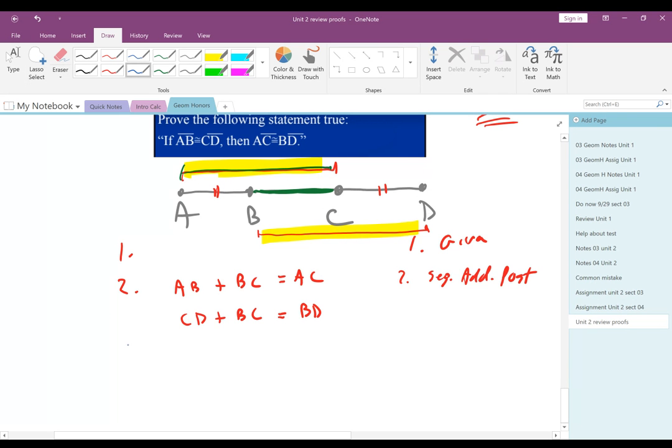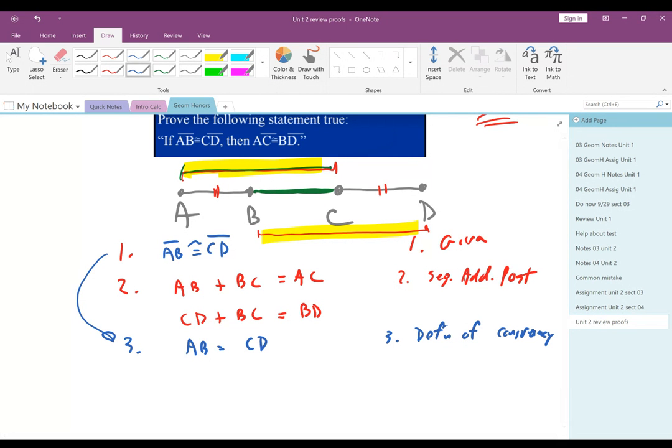Next statement. Now remember, AB and CD were given to be congruent. So I can say AB equals CD by the definition of congruency. Because if they were congruent, remember you said that back up in the given: AB is congruent to CD. I'll go ahead and write that in. Since they are congruent, I can say they're equal in length, but I can't just transfer over to equality without saying it.